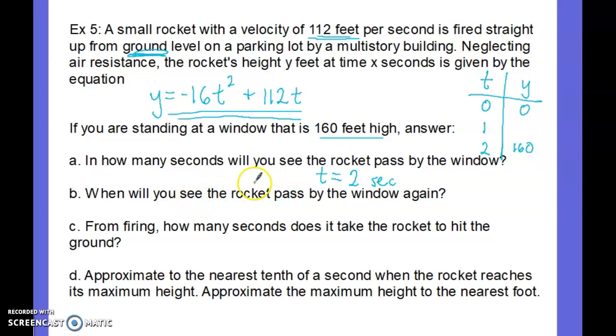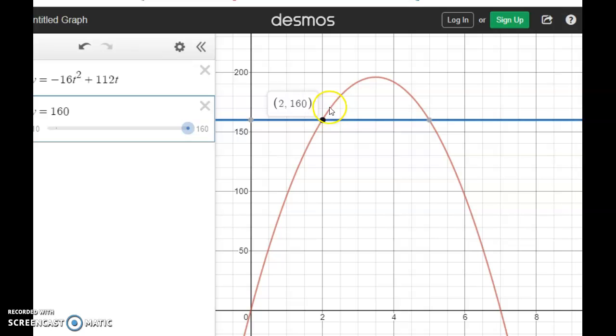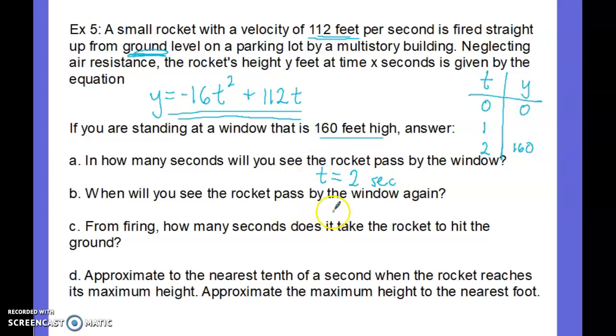So when will you see the rocket pass the window again? Well, let's go back to our calculator, because the rocket goes above, and again, we're looking straight out the window. So we won't see it again until t equals 5 seconds. But if you're not comfortable with a graphing calculator or Desmos, you can continue with this table, 3, 4, and guess and check until you get this really nice answer of 160.